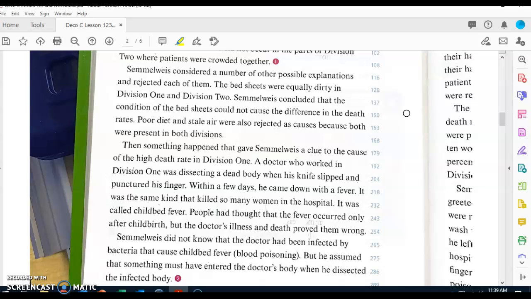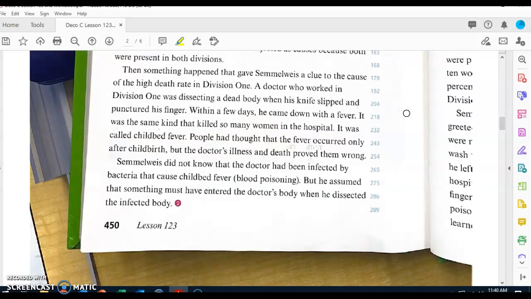Semmelweis considered a number of other possible explanations and rejected each of them. The bed sheets were equally dirty in Division 1 and Division 2. Semmelweis concluded that the condition of the bed sheets could not cause the difference in the death rates. Poor diet and stale air were also rejected as causes because both were present in both divisions.